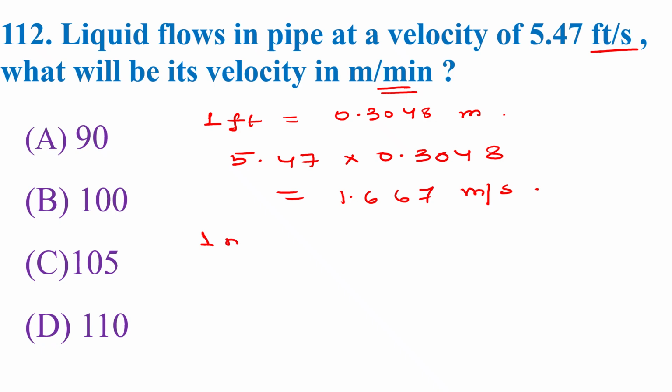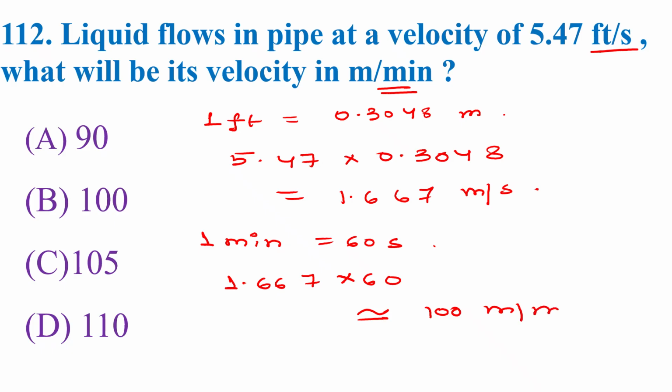Now we have to convert seconds to minute. 1 minute is 60 seconds. So 1.667 into 60, we'll get around 100 meter per minute. Option number B will be our correct option.